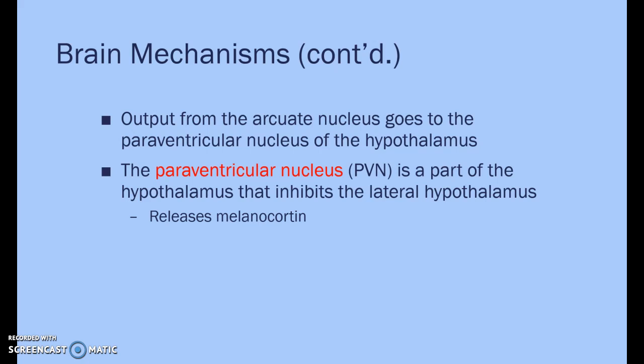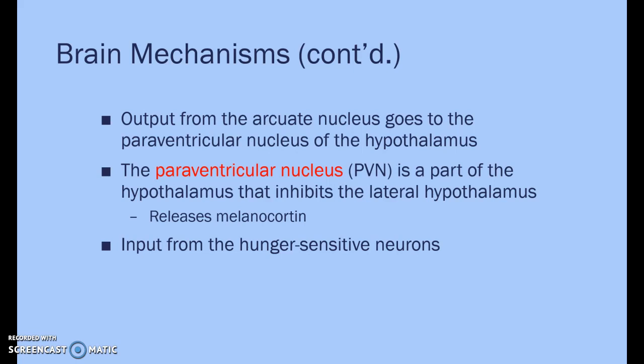The paraventricular nucleus releases melanocortin, a chemical that is important for limiting food intake. If there are some deficiencies with this receptor, that can lead to overeating.